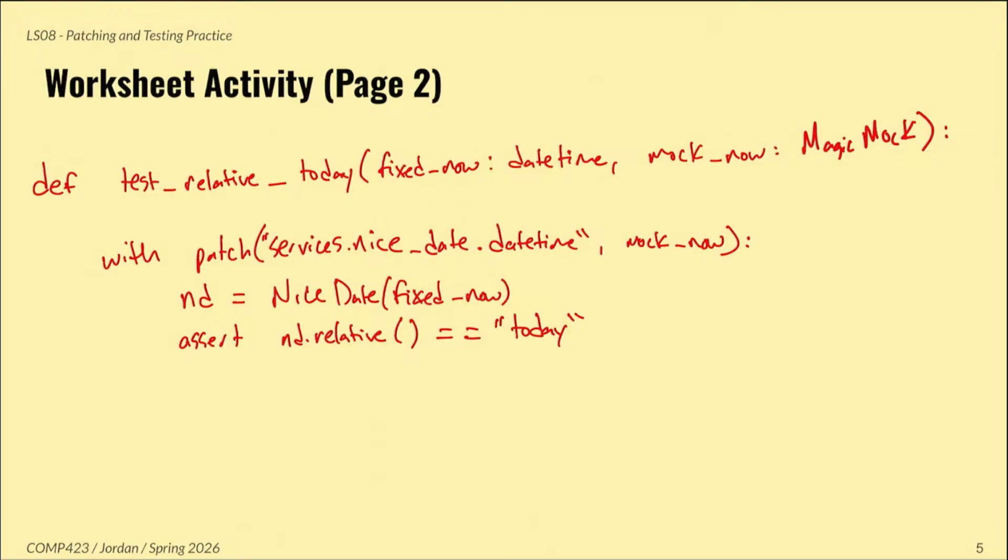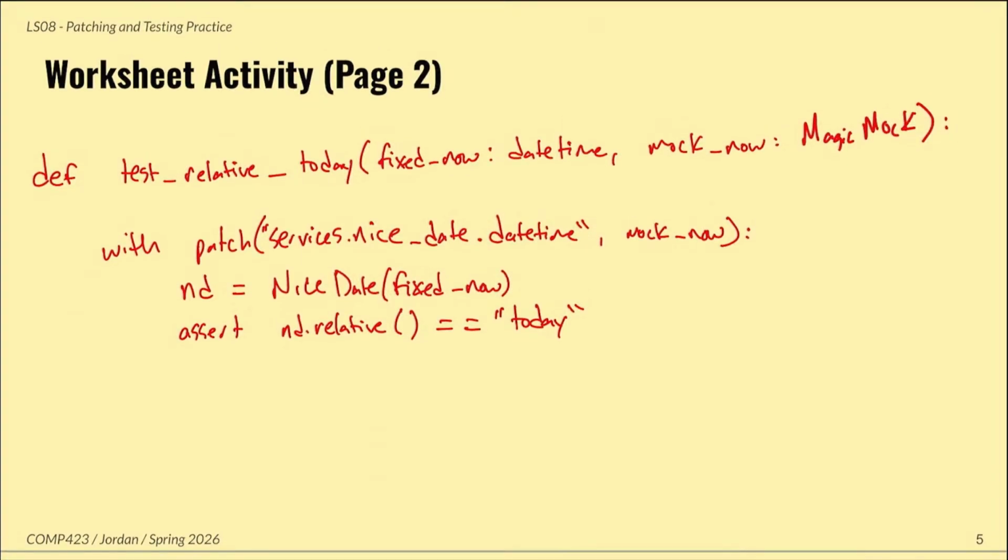inclination is to always just patch datetime.datetime or just patch datetime. But we have to patch names where they're read and not relative to our current testing module as soon as we separate these two out. What are we going to patch that datetime object with? We're going to patch it with mock now. And then the test is pretty straightforward from there. We set up a new nicedate instance. We give it fixed now as the date that we're anchoring on. And then when we call the relative method, we expect today to be what gets returned. All right?